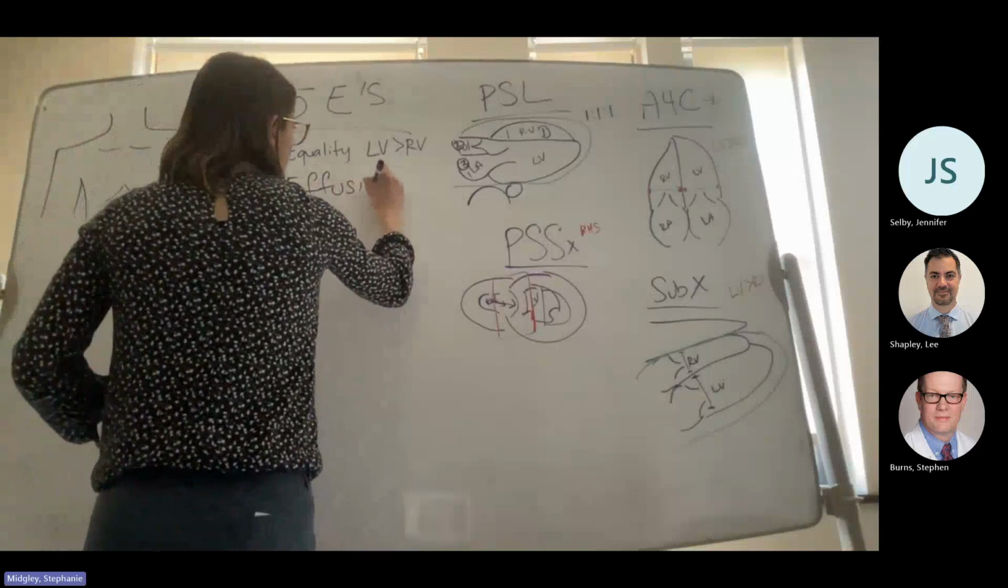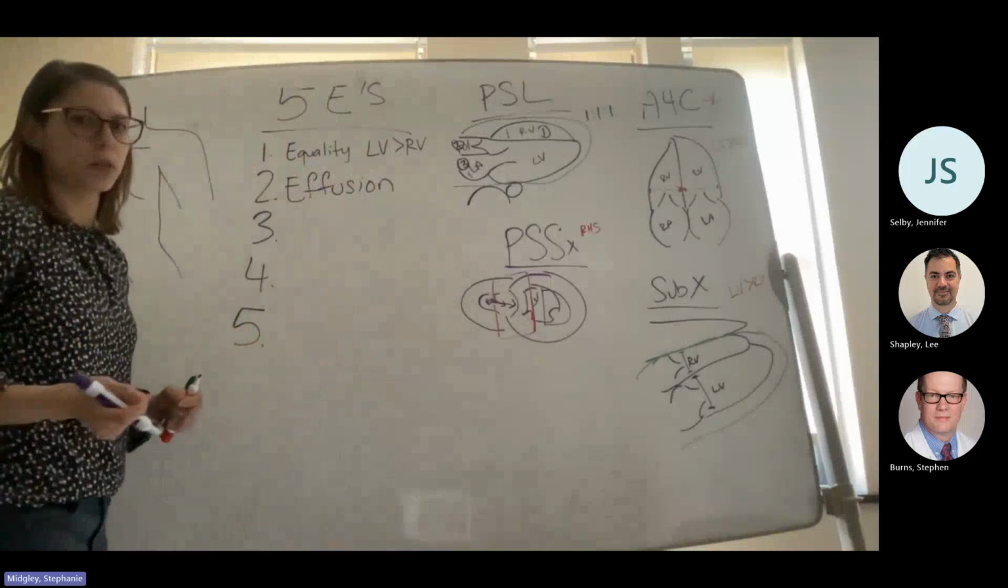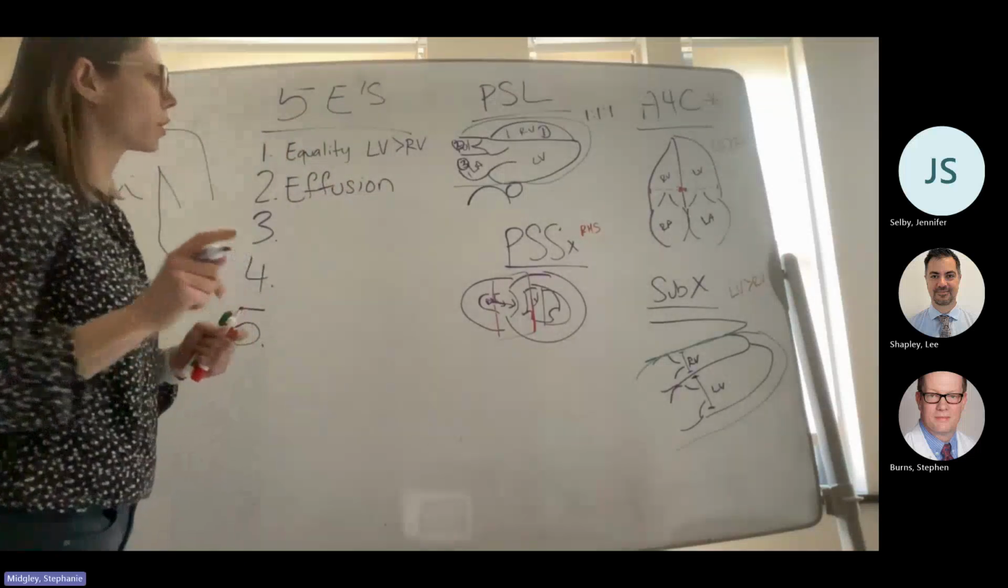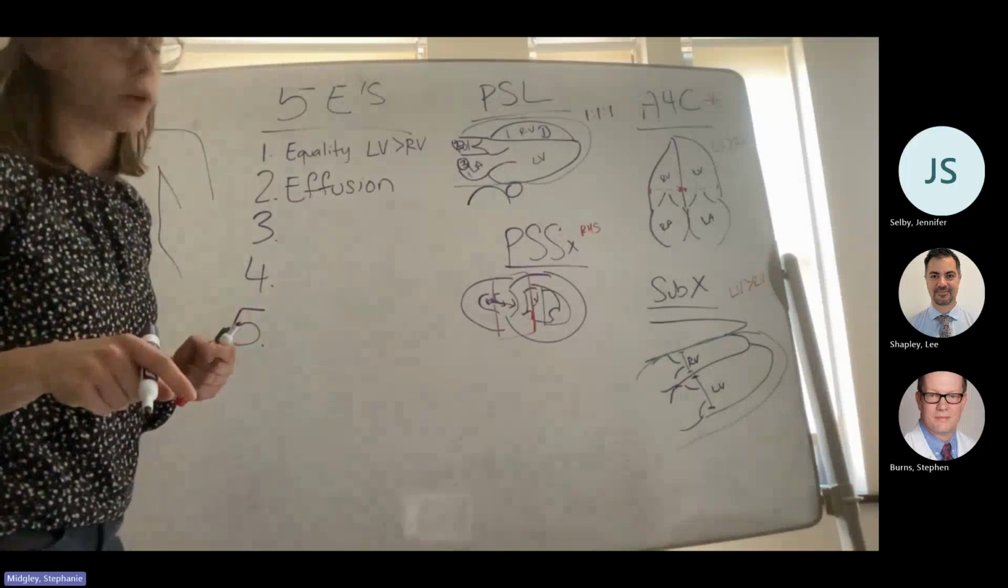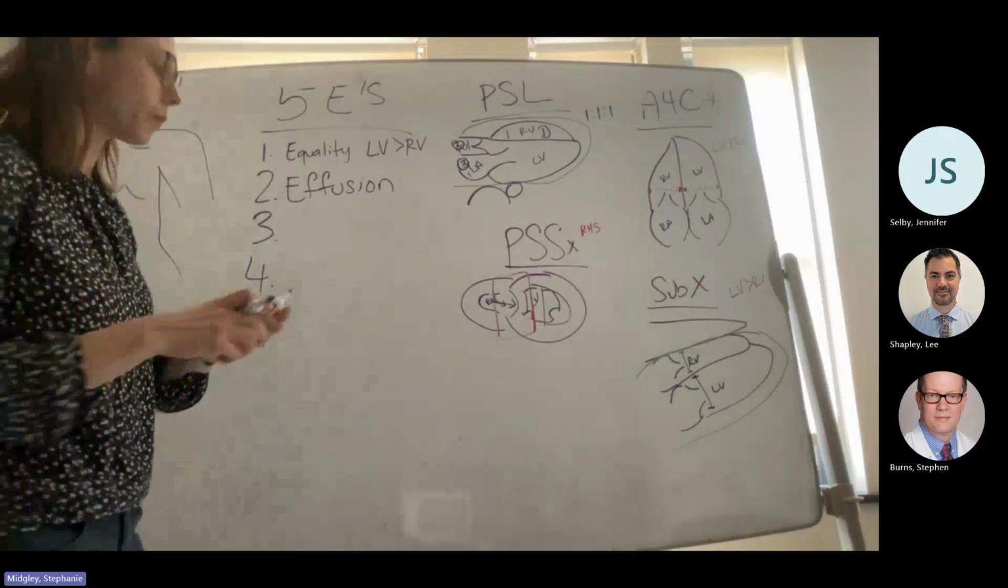So when it comes to effusion, it's important to know where to look. Because if you're not looking in the right spot, you're going to get messed up, or you're going to mistake a pleural effusion for a pericardial, or you're going to mistake a fat pad.